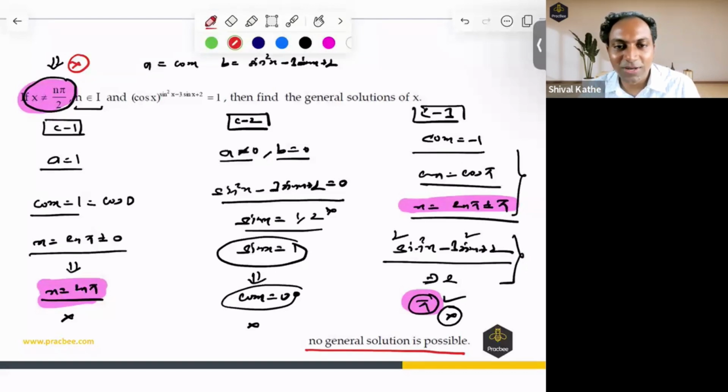So it is kind of a googly. You need to be very careful regarding the conditions that are given in the question and not overlook them. This is where negative marks will come from.